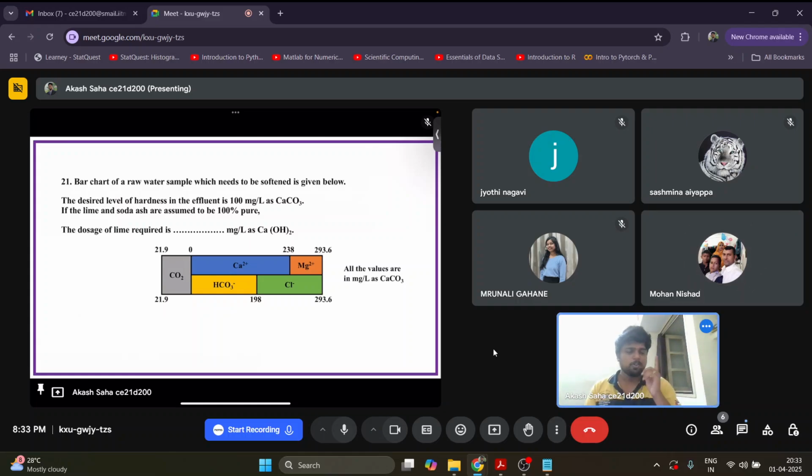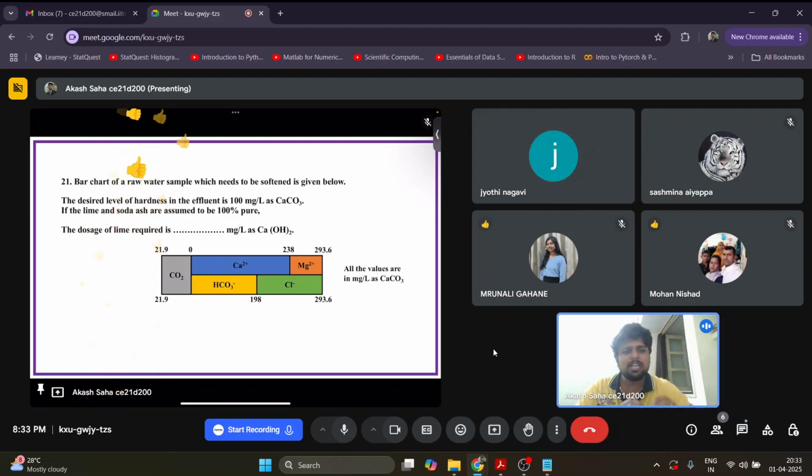Since we know that for 1 mole of calcium carbonate hardness, we need 1 mole of lime, that's why we need 193.6 milligram per liter into 37 by 50 of lime. Is it clear to all of you? Others, it is clear, right? Yes, sir.